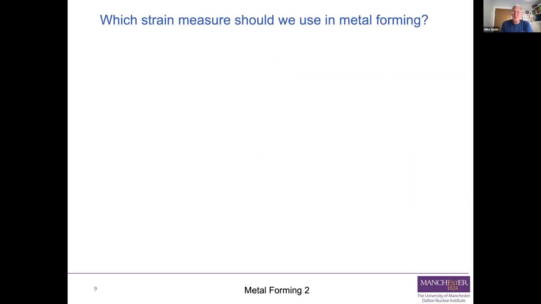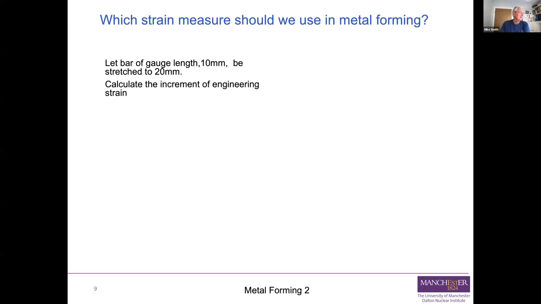So why do we bother? Well, the first question, I suppose, is which strain measure is sensible for a metal forming operation? And so let's do a little thought experiment. We'll take a bar that's 10 millimetres long and we'll stretch it to 20 millimetres. So we can calculate the increment of engineering strain, which is L2 minus L1 over L1, 20 minus 10 over 10. And that's one, and that's a very large engineering strain, by the way. So the engineering strain for extending it from 10 to 20 is one.